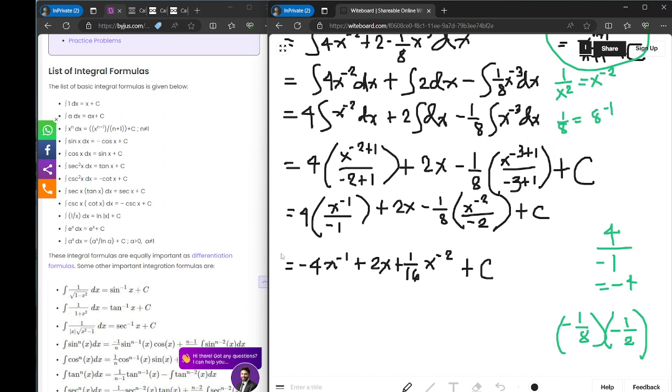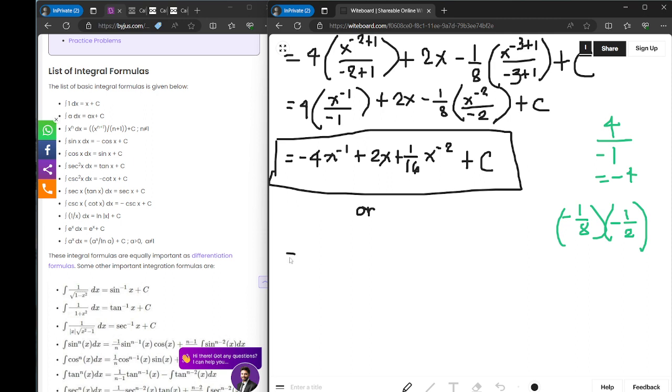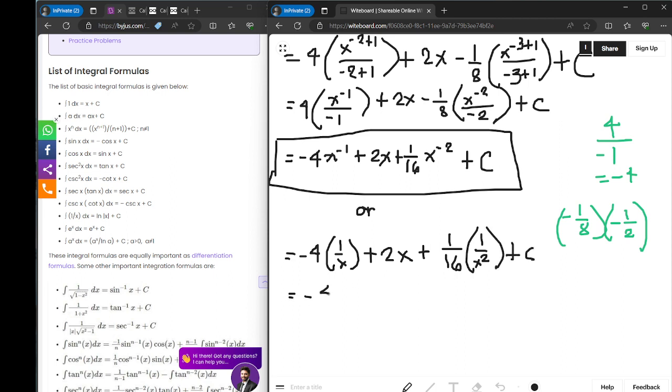I think we can stop here. However, if you'd like to write it in positive exponents, this will become negative 4 times 1 over x plus 2x plus 1 over 16 times 1 over x squared plus c, which is equal to negative 4 over x plus 2x plus 1 over 16x squared plus c.